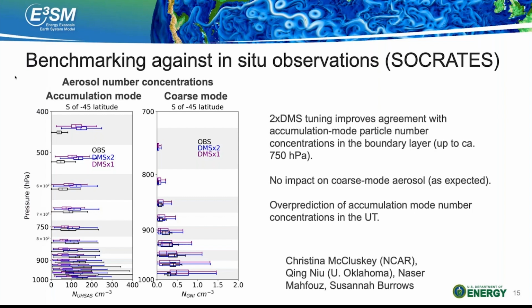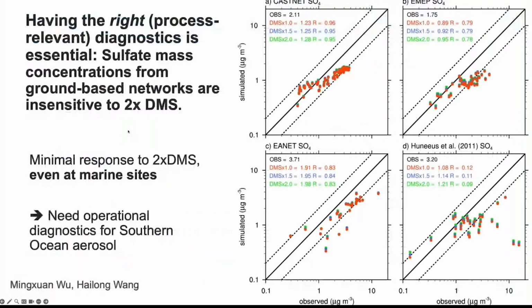And the increase in DMS emissions improves our agreement with the accumulation mode aerosol, while, as expected, having almost no impact on the coarse mode aerosol. So this is really encouraging in that it suggests that, at least for the boundary layer, our increased DMS is maybe improving our agreement with the aerosol forcing for the right reasons, because there's improved agreement with actually observed aerosol concentrations. So there's more to come on this, but that's a taste of what we're looking at with in situ measurements.